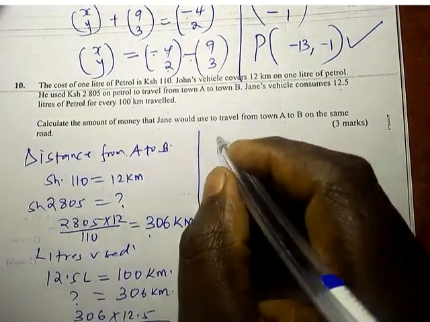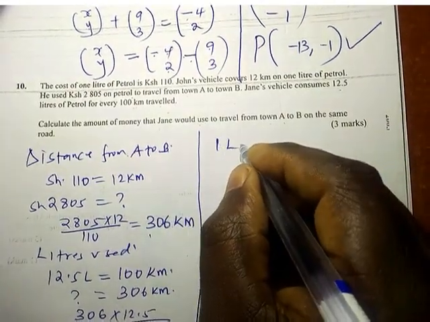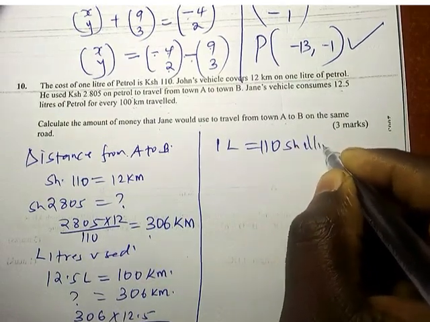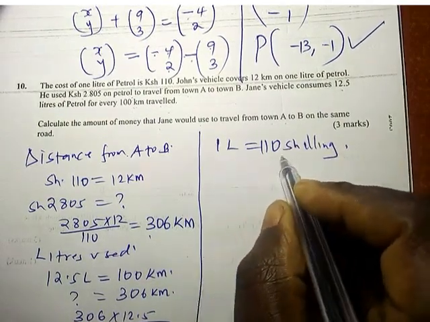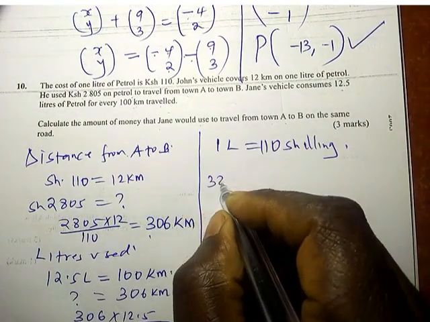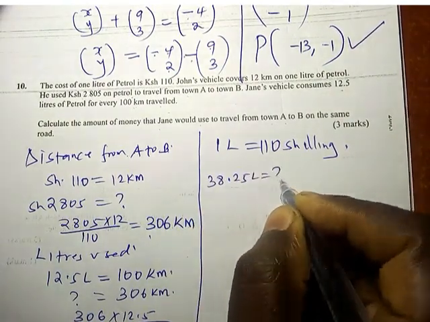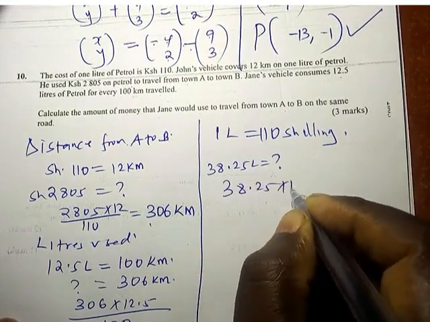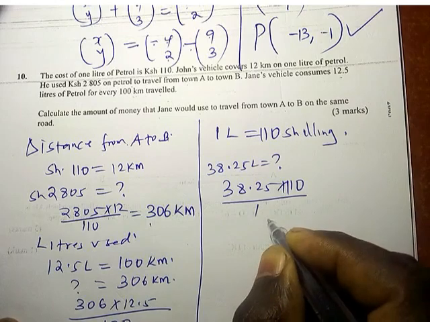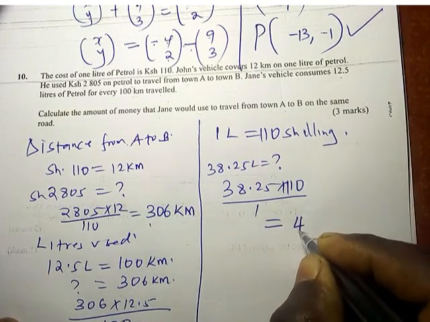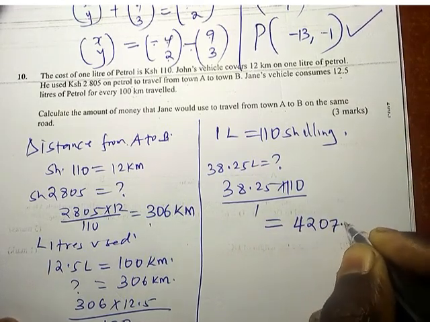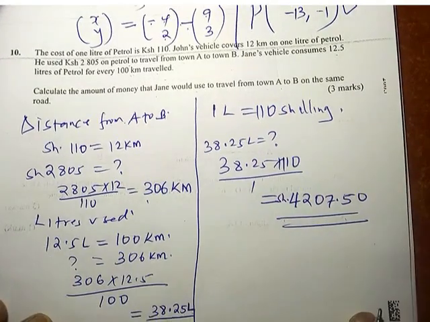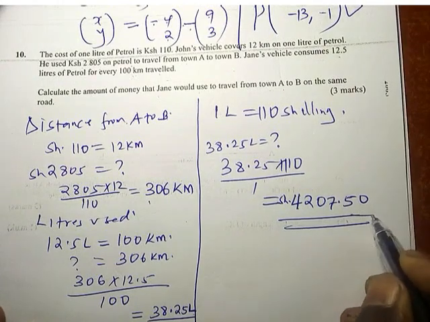Lakini tunajua kwamba 1 liter is equal to 110 shillings. Sawa? So tutauliza 38.25 liters itakuwa how many Kenya shillings? So ni 38.25 times 110 divided by 1 na itatupea Kenya shilling 4207.50 cents. So atatumia Kenya shilling 4207 amalize safari yake.